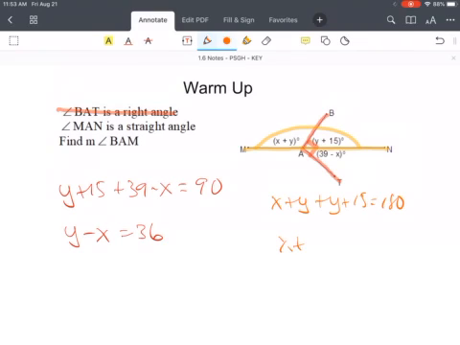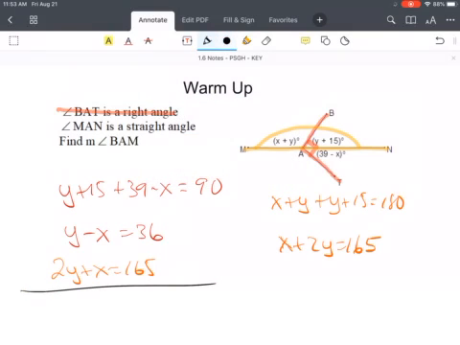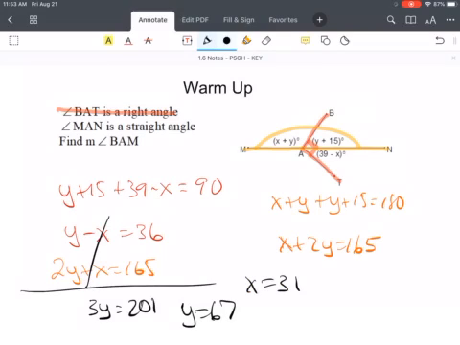So when I simplify this one, I get x plus 2y equals 165, and then this becomes a system of equations. And actually, a nice one for us to solve because the x's cancel right away. And we get 3y equals 201. Finish solving this, and we get y is 67. Plug it back into one of our other equations, and we get x is 31.